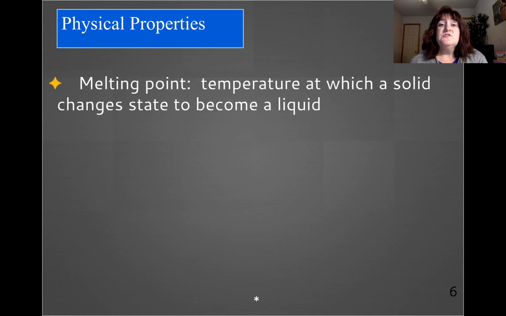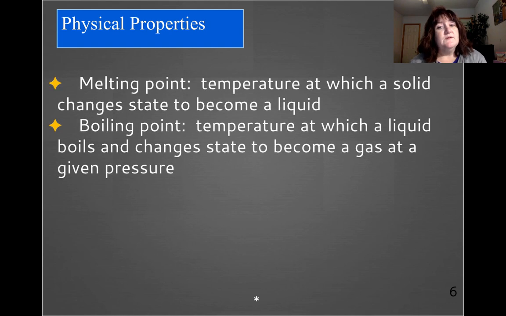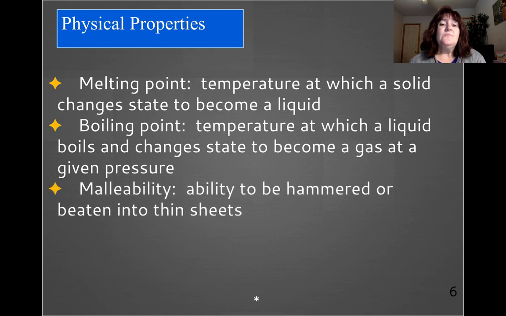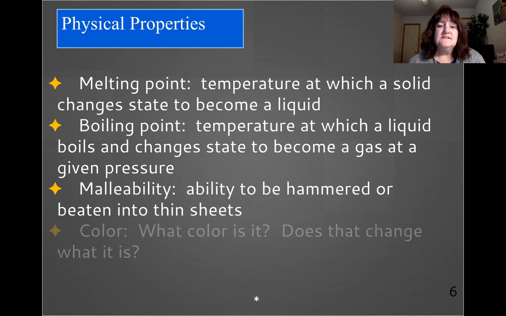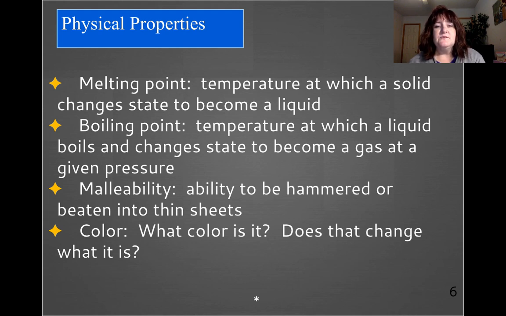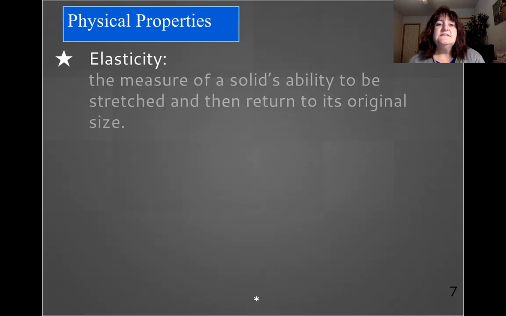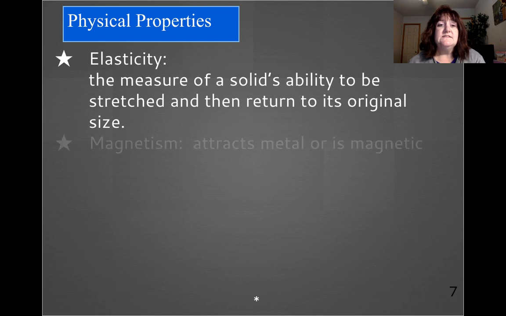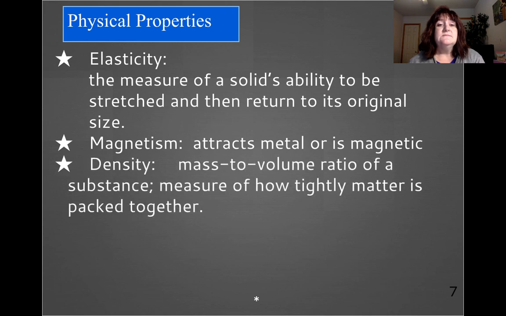Melting point is the temperature at which a solid changes to a liquid. Boiling point is the temperature at which a liquid boils and changes to become a gas. Malleability is the ability to be hammered or beaten into thin sheets. Color means what color is it? Does that change what it is? If I dye my mashed potatoes green, are they still mashed potatoes? Elasticity is the measure of a solid's ability to be stretched and then returned to its original size. Magnetism is the attraction of metals, or magnetic.